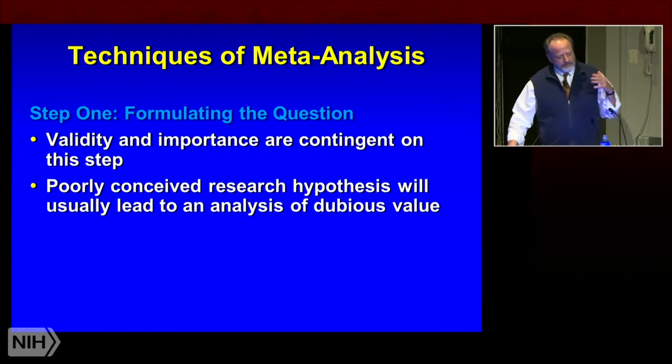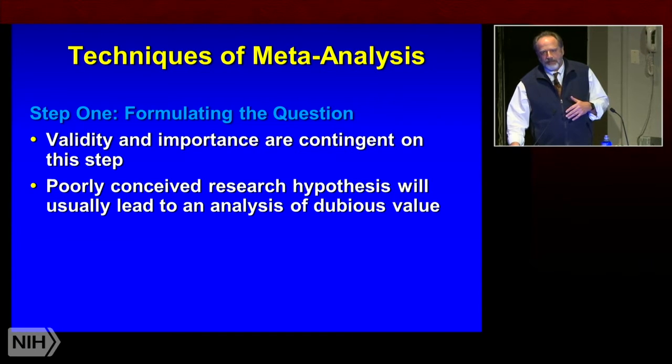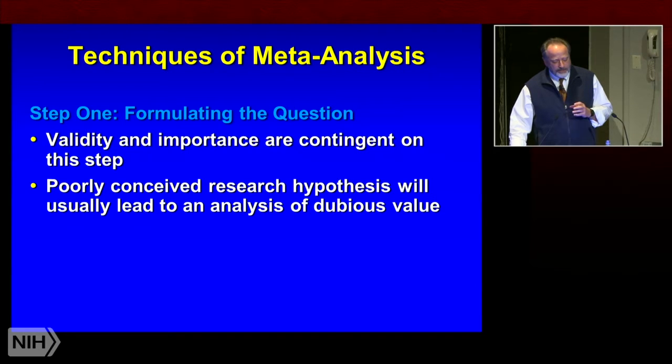So I'm going to go through the 4 or 5 steps of doing a meta-analysis. The first one is formulating the question. You have to have an interesting question or one that makes sense because the validity and importance of the study are contingent upon this step. And a poorly conceived research hypothesis will usually lead to an analysis of dubious value.